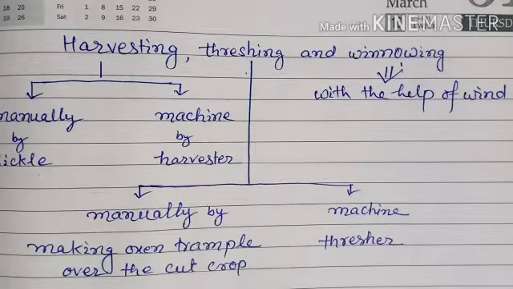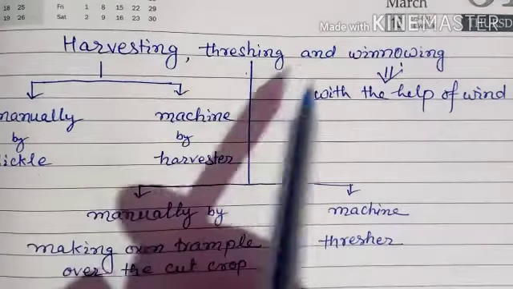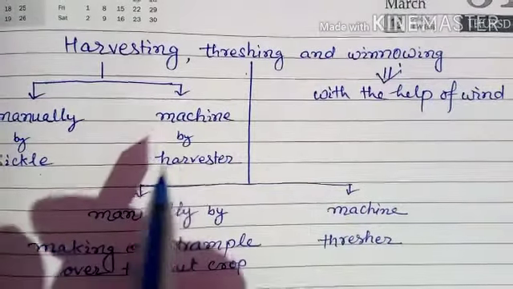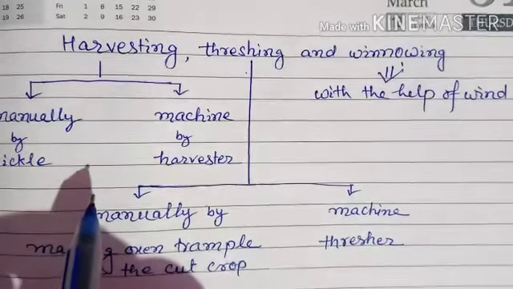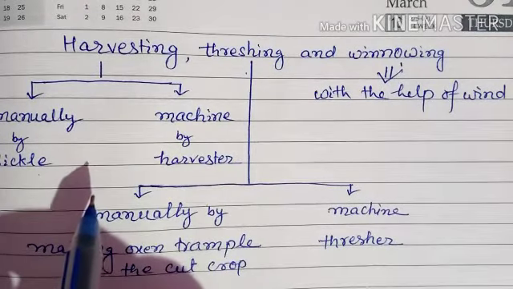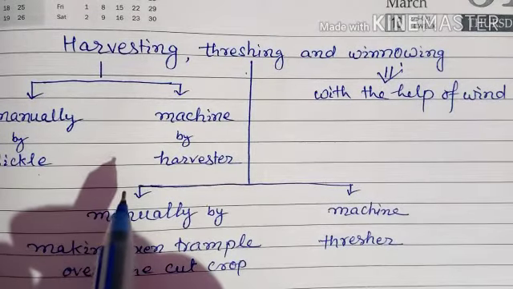Hello students, during our last videos we had discussed weeding and protection of crops from pests and diseases, and today in this video we will discuss harvesting, threshing and winnowing. So first of all, once the crop matures, it is harvested.